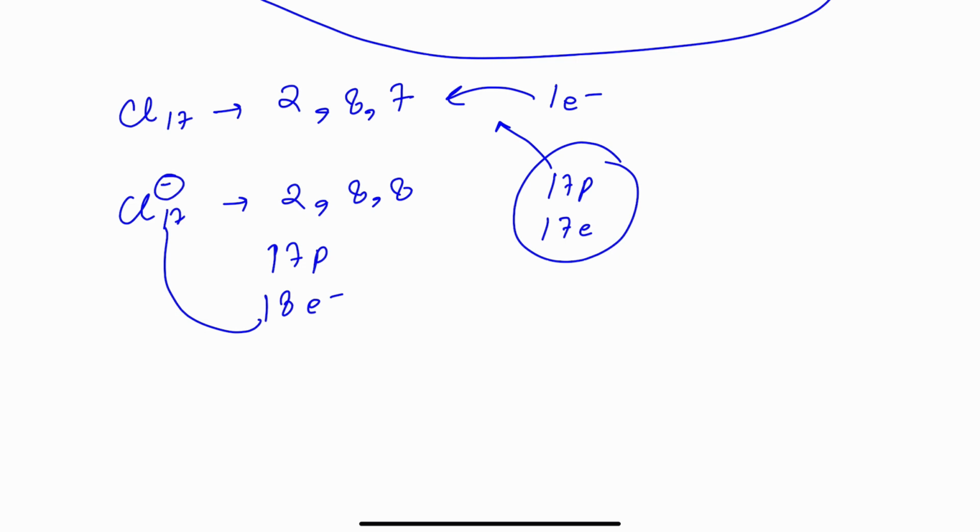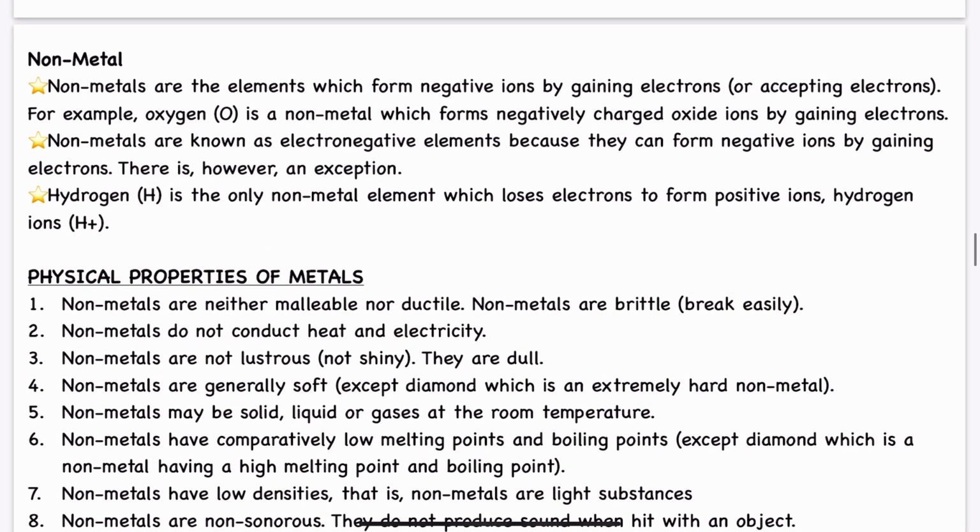So I hope you understood that the charge on the element is due to gain or loss of electrons, not because of the protons. Now if we talk about electronegativity, non-metals are known as electronegative elements because they can form negative ions. The property of non-metals to form negative ions is known as electronegativity.